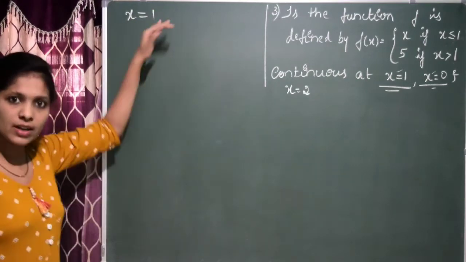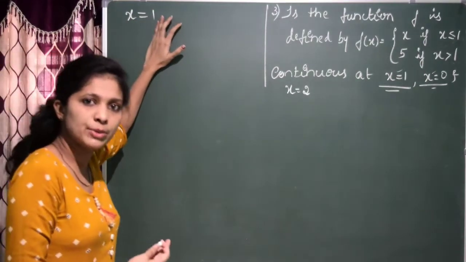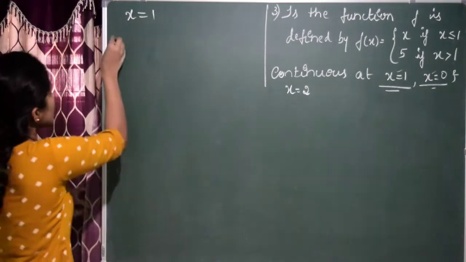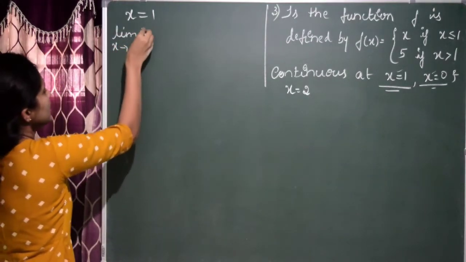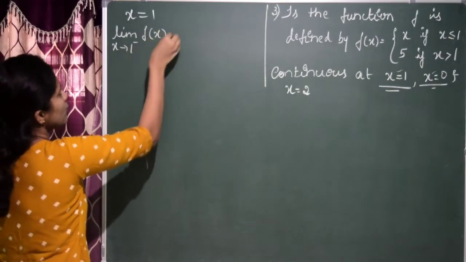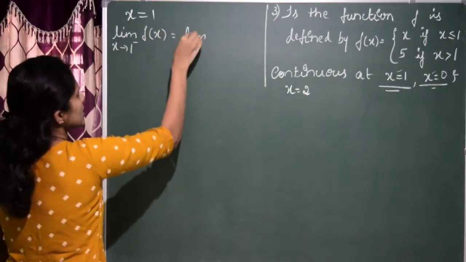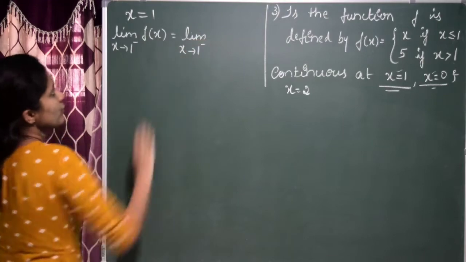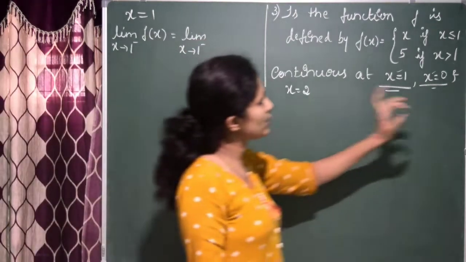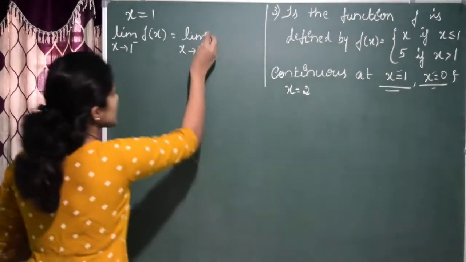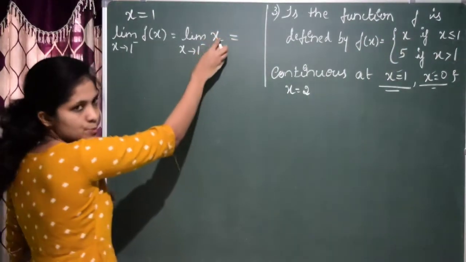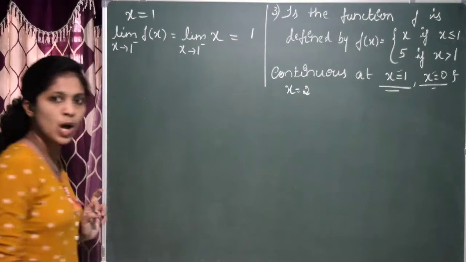To check the continuity of this, you have to check whether the left hand limit is equal to the right hand limit. So this is now the limit of x tending to 1 minus of f of x. For the limit of x tends to 1 minus, the value of x is less than 1, so the function will be x, right? So f of x is now x. So if I substitute x is equal to 1, this will be equal to 1.